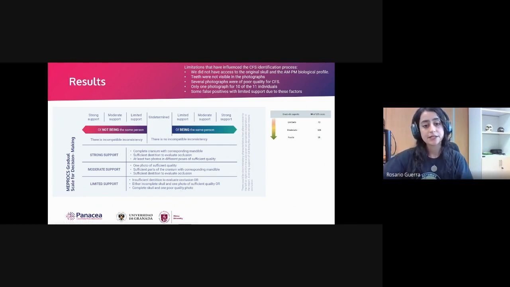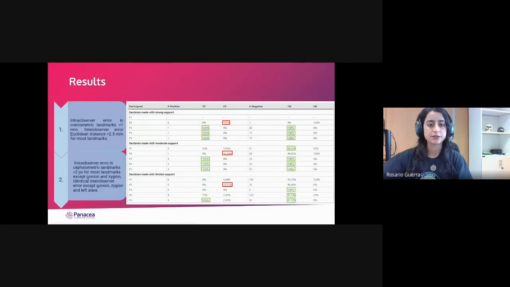Some of the limitations that did influence the identification process in this particular case have been that we did not have access to the original skull and the antemortem and postmortem biological profiles. The teeth were not visible in any of the photographs, and several photographs were also of poor quality for craniofacial superimposition, and as I said before, only one photograph was available for 10 of the 11 individuals. So this may explain also the occurrence of some of the false positives that we saw.